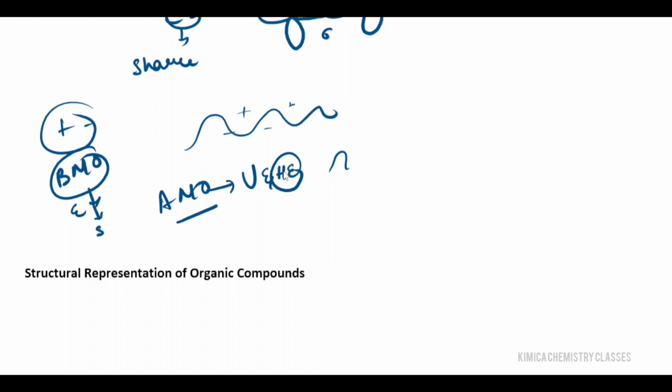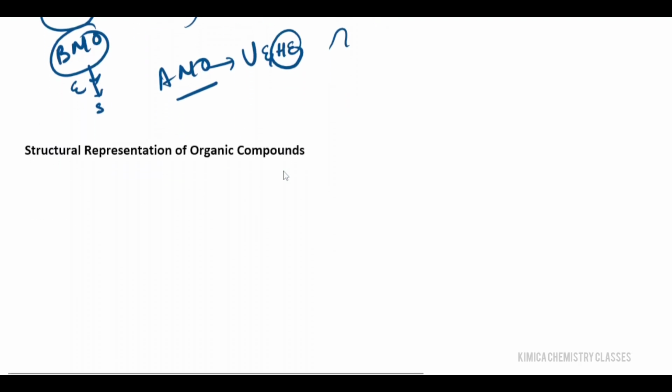So this is all about pi bonding, sigma bonding, bonding molecular orbitals and antibonding orbitals. Next is the structural representation of organic compounds. Organic compounds can be drawn in several ways, depending on how much detail you want to show. Each style of structural representation gives us different insight into bonding, electron pairs and connectivity. So let's understand all of this.